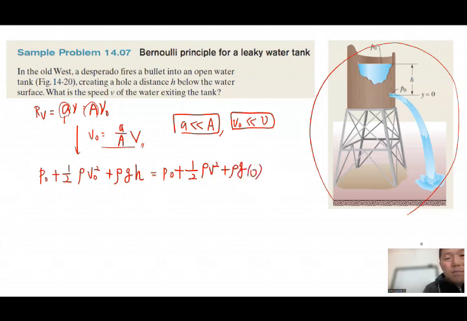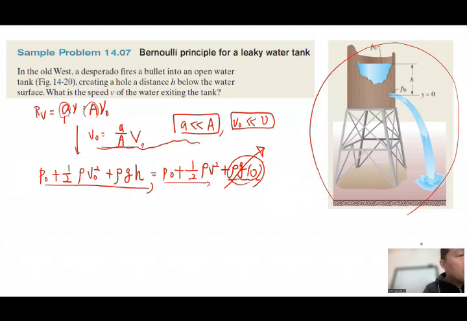y equals 0. Because y equals 0 is the reference point, that cancels the potential energy term out of this Bernoulli equation. So you just stay with this Bernoulli equation and modify it with this existing condition.